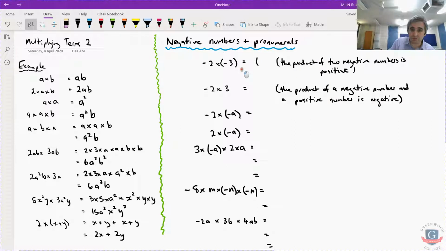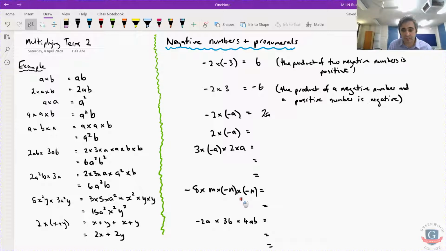Now the question is whether it will be positive or negative. Negative times negative is positive. There's an even number, there's 2 negative signs. And that's going to become more important when we get down to here, where we've got lots of negative signs going on. Negative 2 times 3. 2 times 3 is 6. Negative times positive. There's only one negative sign, that's an odd number, so the answer is going to be negative. Negative 2 times a is 2a. 2 negative signs. 2 is an even number, the answer is going to be positive.